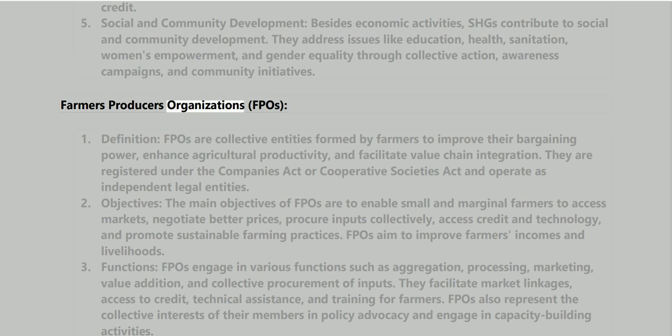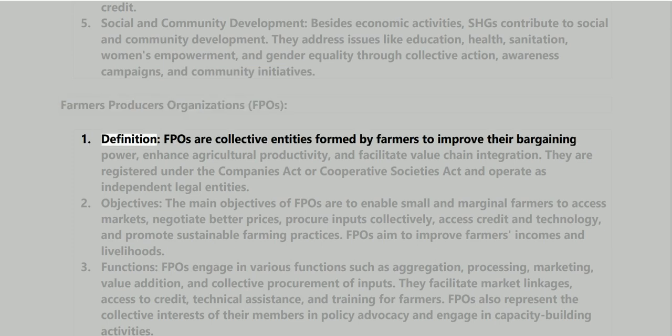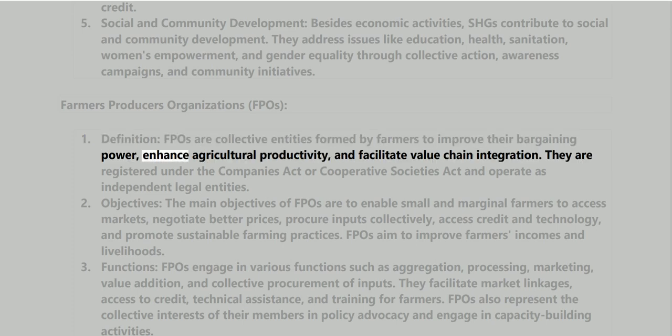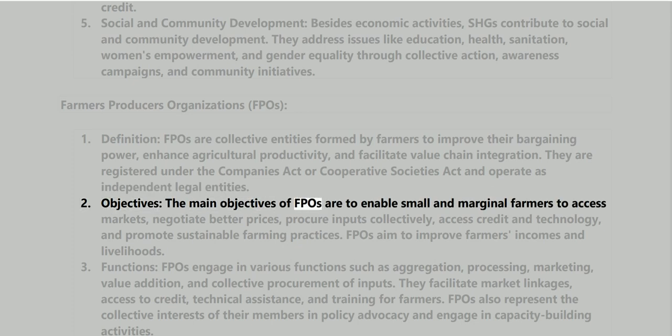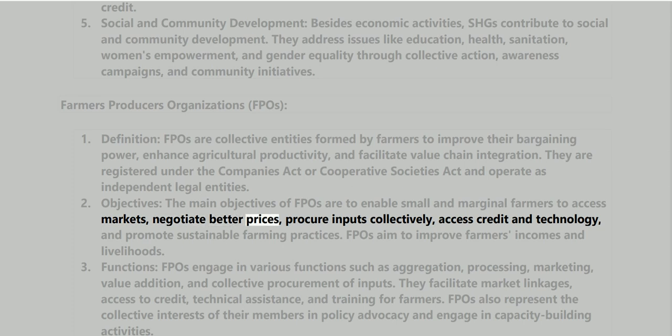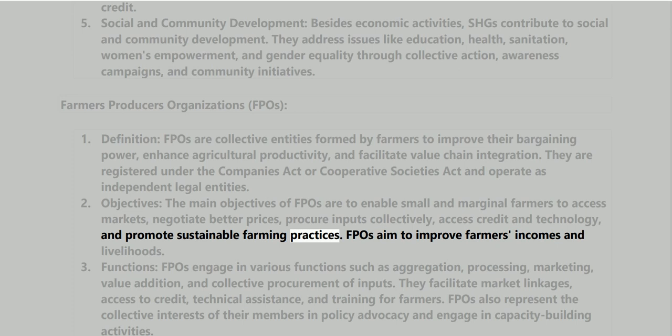Farmer Producer Organizations, FPOs. One, definition: FPOs are collective entities formed by farmers to improve their bargaining power, enhance agricultural productivity, and facilitate value chain integration. They are registered under the Companies Act or Cooperative Societies Act and operate as independent legal entities. Two, objectives: the main objectives of FPOs are to enable small and marginal farmers to access markets, negotiate better prices, procure inputs collectively, access credit and technology, and promote sustainable farming practices. FPOs aim to improve farmers' incomes and livelihoods.